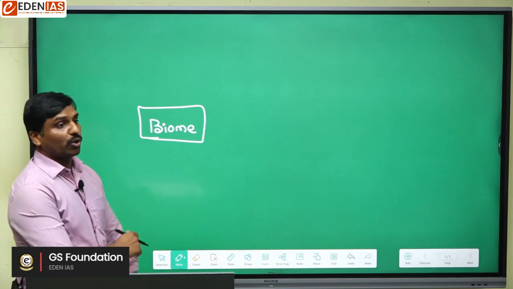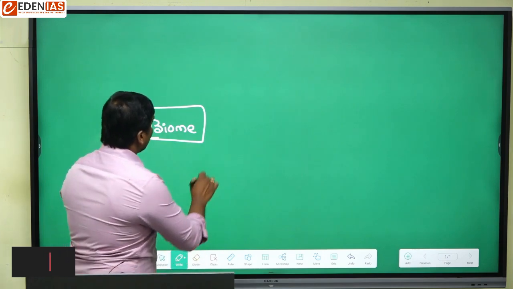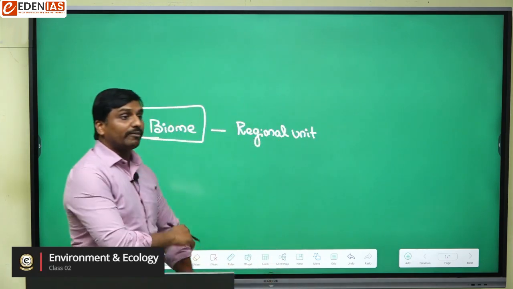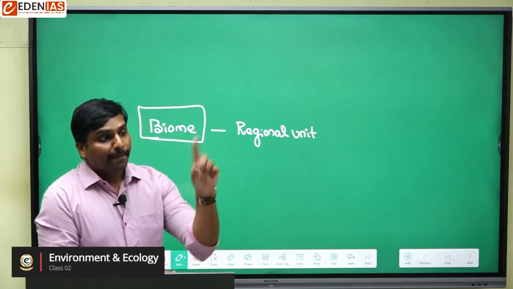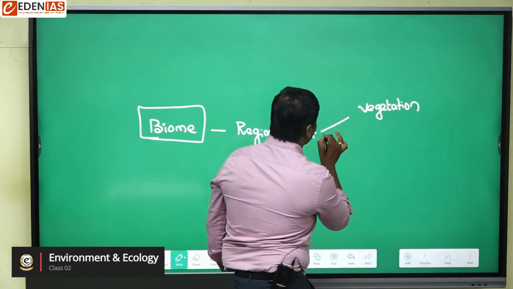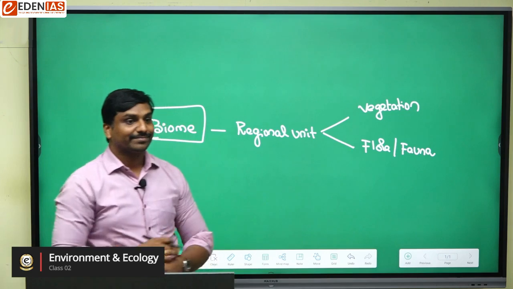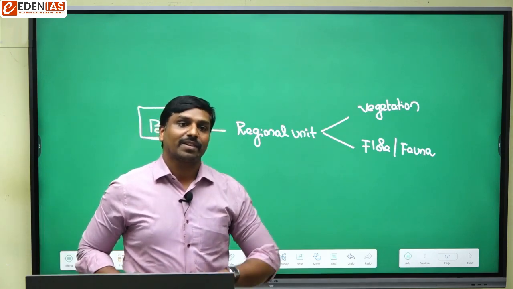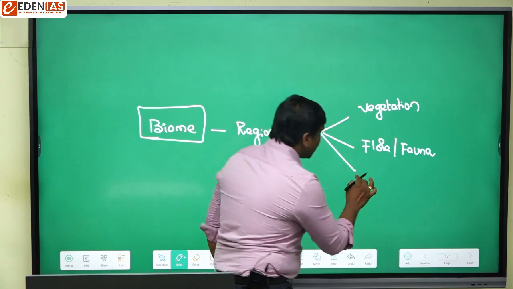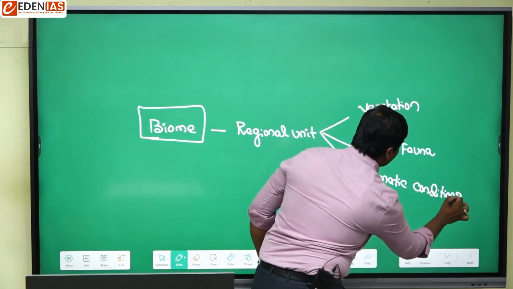If you happen to read geography also, biome is a very, very important concept. So biome is nothing but a large regional unit. You remember, we are saying regional unit. And this regional unit will have specific characters, characterized by specific vegetation, specific flora or fauna. What do you mean by flora? Flora refers to plants. Fauna refers to animals. So specific plants and animals can be seen, and along with this specific climatic conditions would be there.